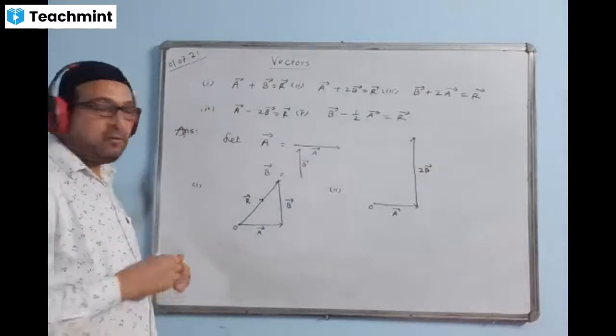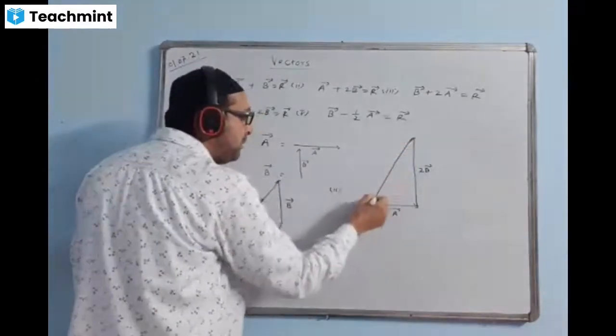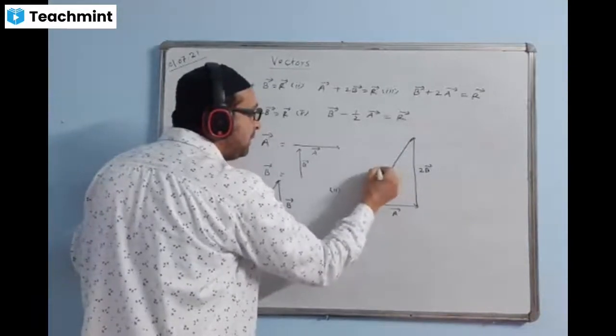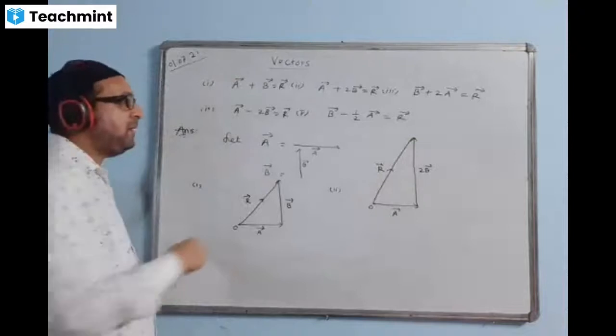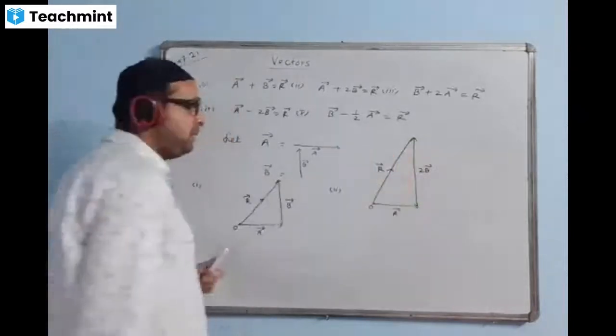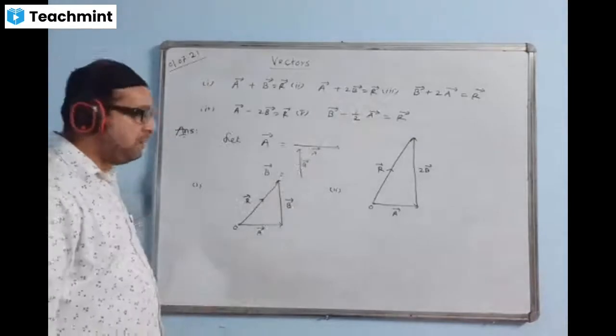Now, where is the resultant? The resultant will come now, joining the initial point and the final point. This is R. This is the value of R. Or we can write R is equal to A plus 2B. So this is done. Let us go for the third one.